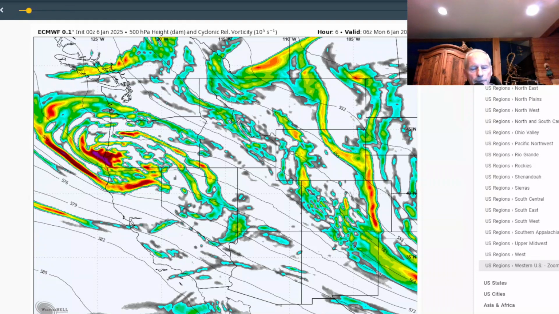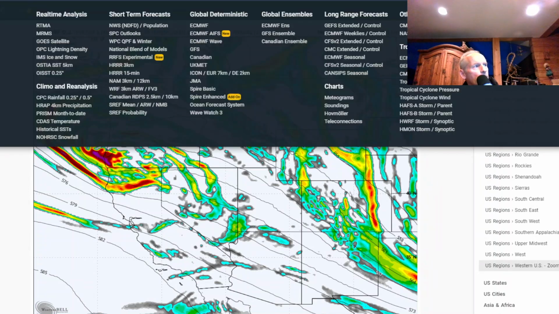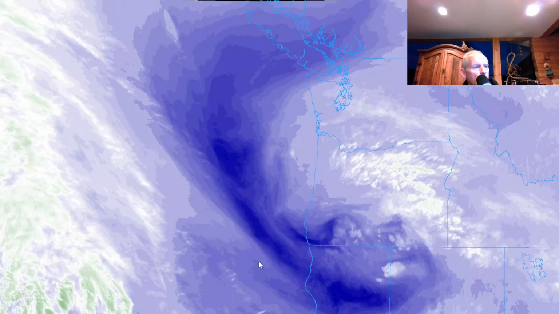The first graphic is as follows. You see the energy over southern Oregon and northern California. Those are fairly bright mid-level colors. So you know what I'm going to do next. I'm going to show you the water vapor loop so we can make sure this energy is real. So let's go to the water vapor loop. Once again, it is perfect.